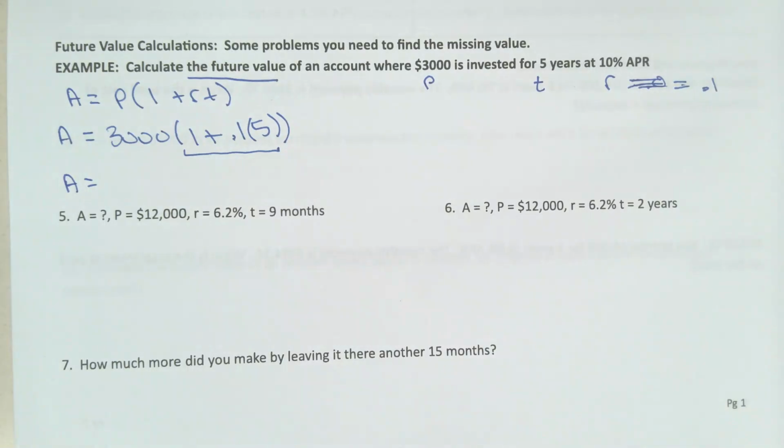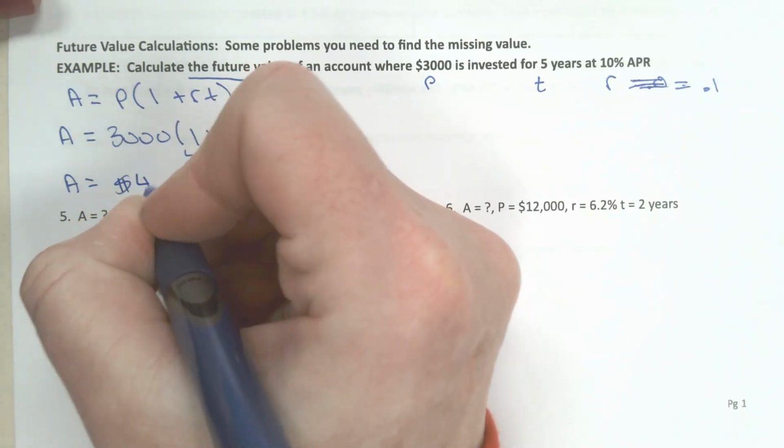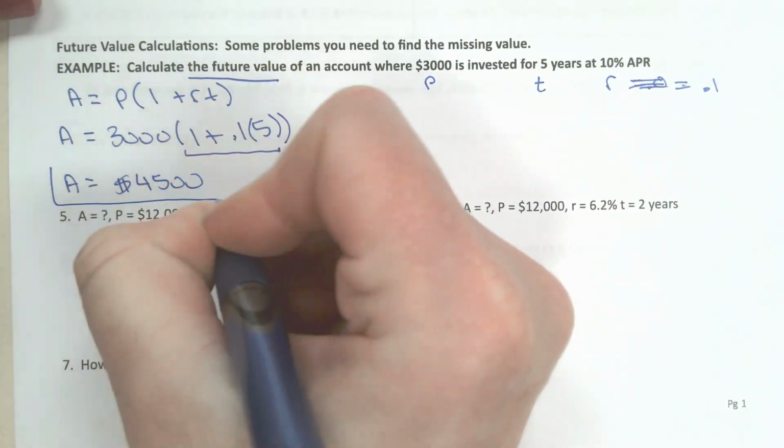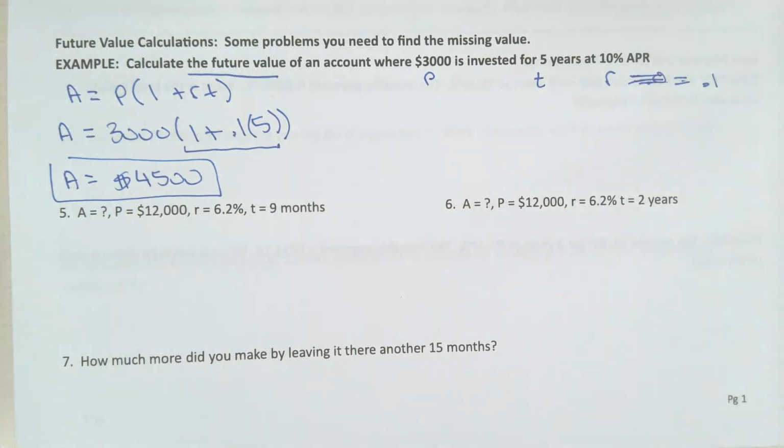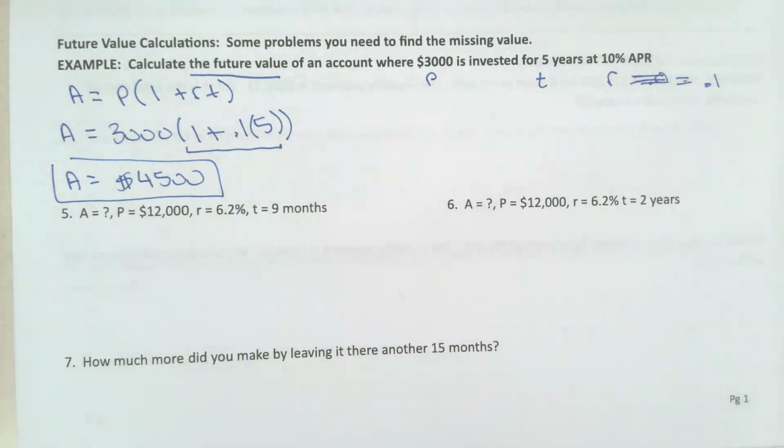I have $4,500. Would you agree with that? Okay. So that is how much I will have in my account in 5 years.